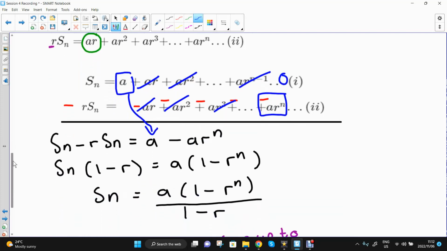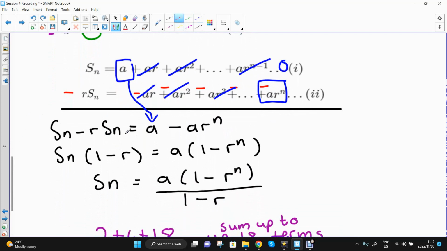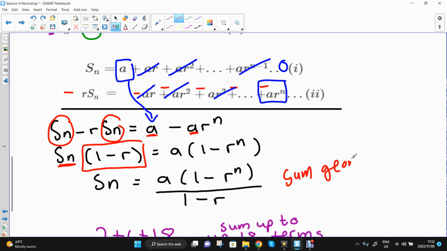And then to get your Sn alone, there's just some manipulation that takes place here. We're going to take out an Sn as a highest common factor. So we write that outside with a bracket, 1 minus r. And we do the same on the right-hand side. We take A out as a highest common factor, and we've got 1 minus r to the power n left. And finally, to get Sn alone, we divide the left-hand side by this bracket. So if we divide the left, we have to also divide the right, and we get the formula. So this is your final formula for the sum of a geometric series.